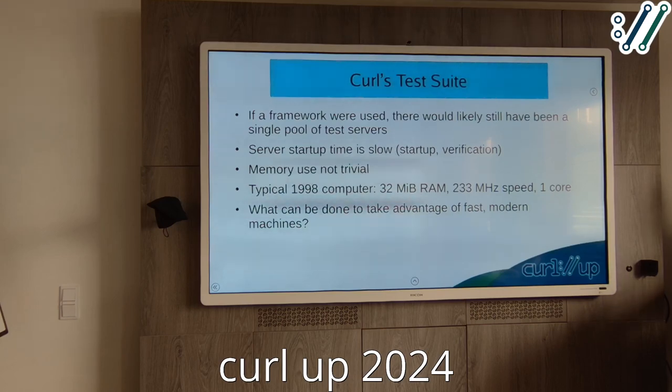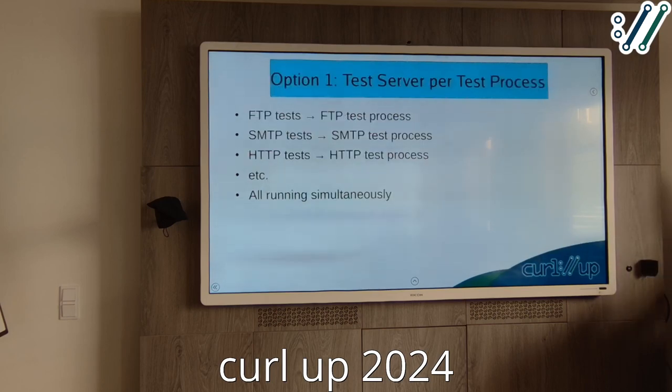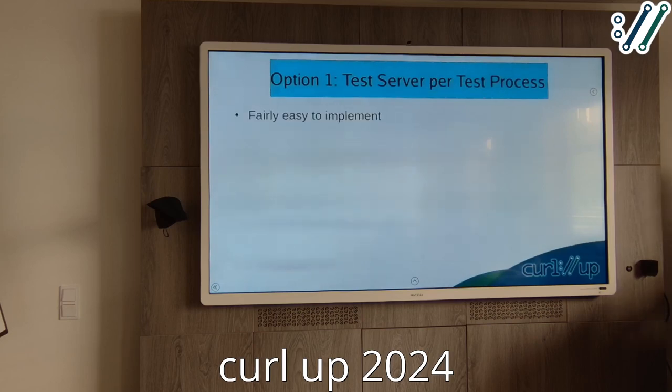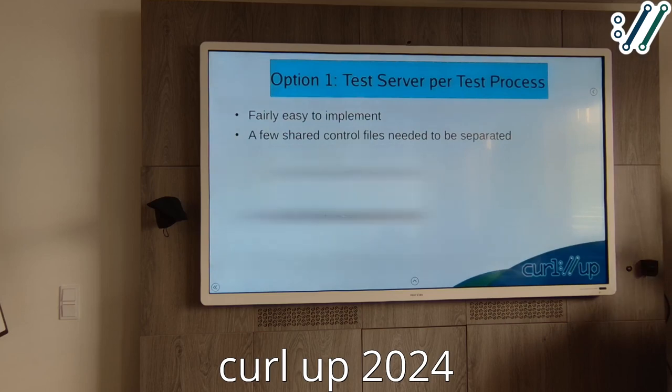So how can we take advantage of that so we can get the test times down, get that compile-test cycle working faster, rather? There's a number of options I looked at. The first option is running one test server per test process. Essentially, you would have multiple copies of runtests.pl. You'd have one of them just running the FTP tests, one just running the SMTP tests, another HTTP, et cetera, all running simultaneously. So essentially, one per protocol, so that you can run all these different protocol tests in parallel, speeding things up. This would be fairly easy to implement. Some of those shared control files I mentioned would have to be separated so that you can control different servers at once.